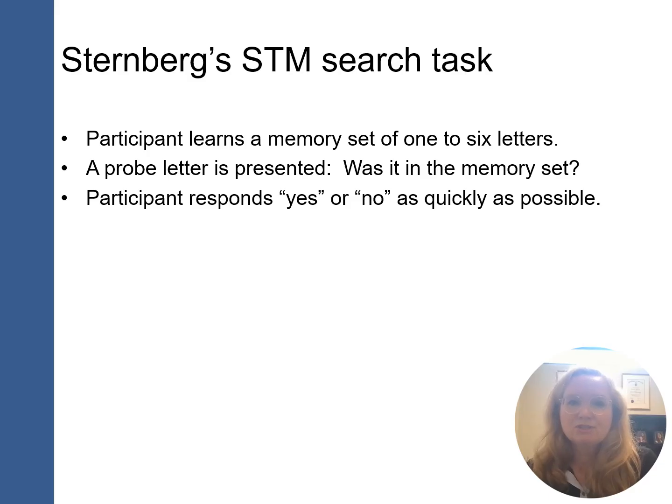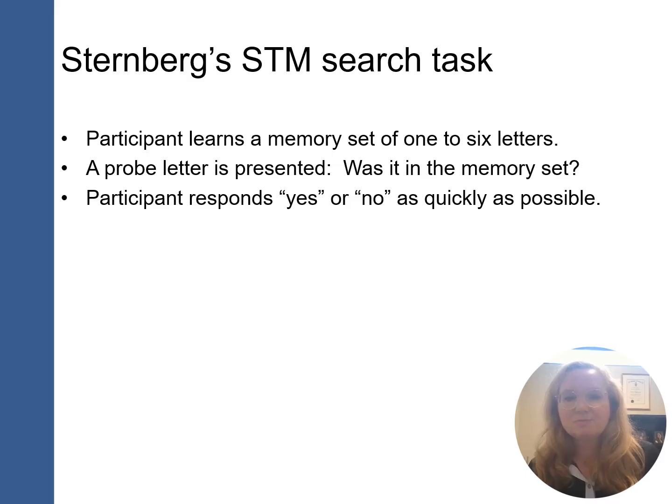There's Sternberg's short-term memory search task, where participants are given a memory set of 1 to 6 letters to learn. A probe is presented, and remember we had this terminology from the last lecture, prime and probe. So if you present something first, we often call it a prime. So the participant is learning a set of 1 to 6 letters. That might be the prime display. And then the probe would be the second thing in the order.